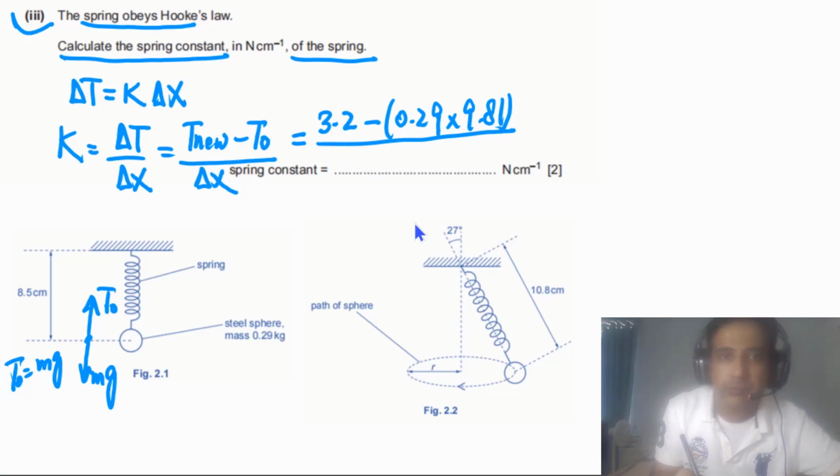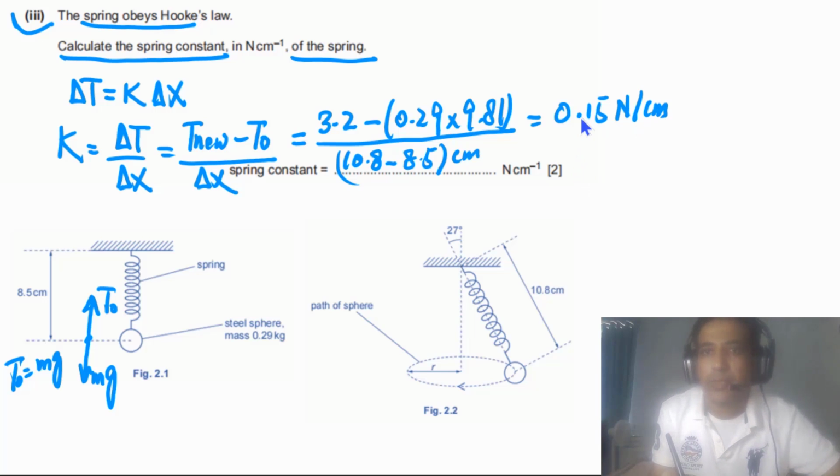And the new value of the spring length we have is equal to 10.8, and the initial value of L for the spring is 8.5, and the unit of this one is centimeters. So if we solve this one, we will get 0.15 newtons per centimeter. So this is our final answer, and this question has 2 marks.